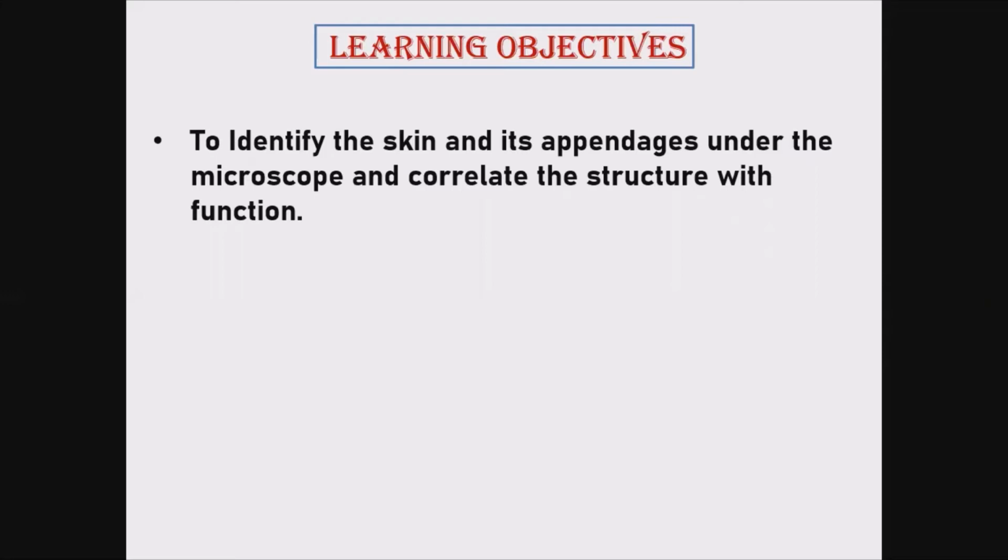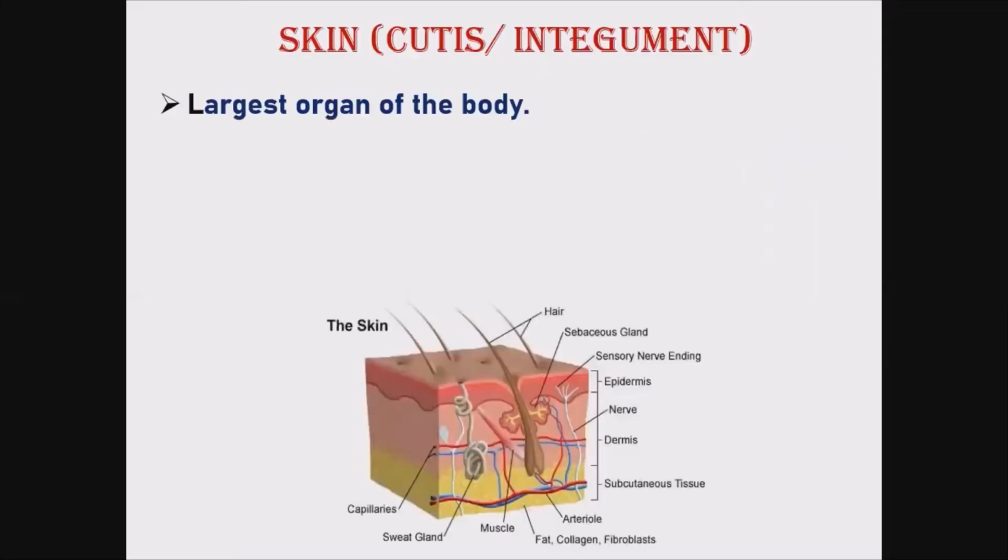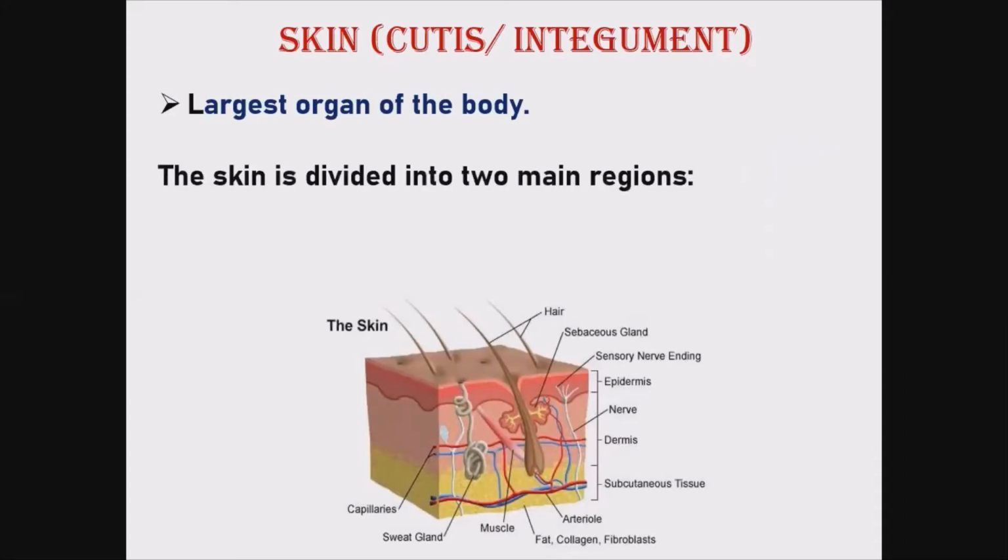So actually we are not going to use a microscope here, but I'm going to discuss the skin microanatomy, how it appears when you see the slides under the microscope, so that we can identify normal skin. Okay, so skin, also called cutis or integument, is the largest organ of our body.